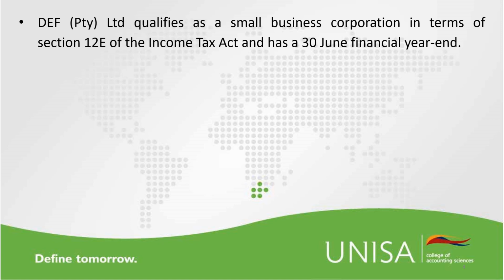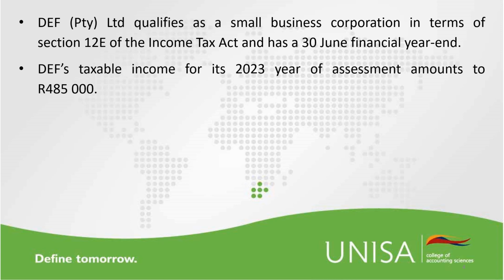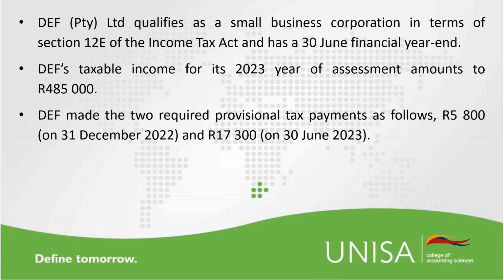Let's look at an example. DEF Pty Limited qualifies as a small business corporation in terms of Section 12E of the Income Tax Act and has a 30 June financial year end. Assume that DEF's taxable income for the 2023 year of assessment amounts to 485,000 rand. During the 2023 year of assessment, DEF also made the two required provisional tax payments as follows: 5,800 on 31 December and 17,300 on 30 June.